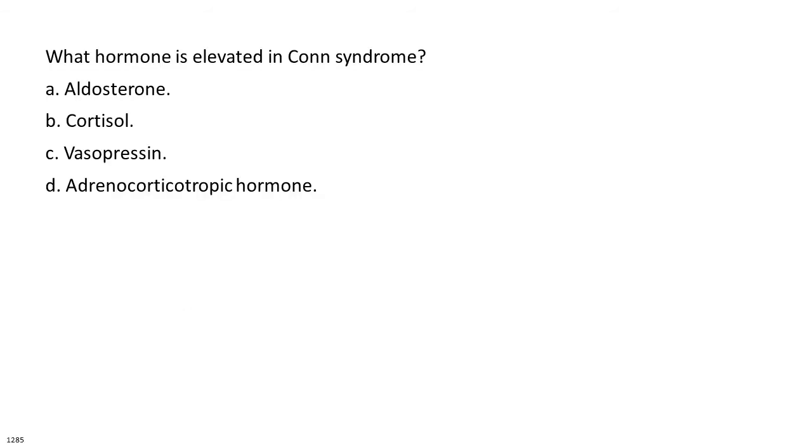What hormone is elevated in Conn syndrome? A. Aldosterone. B. Cortisol. C. Vasopressin. D. Adrenocorticotropic hormone.